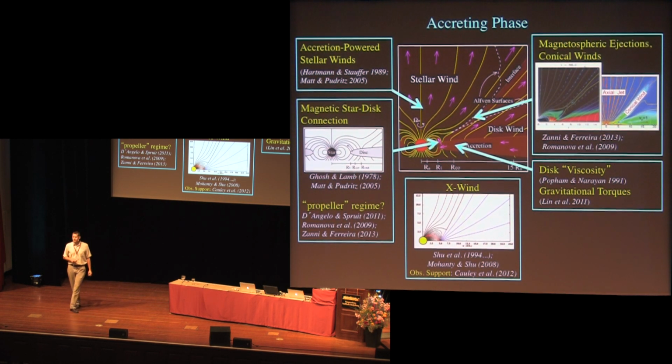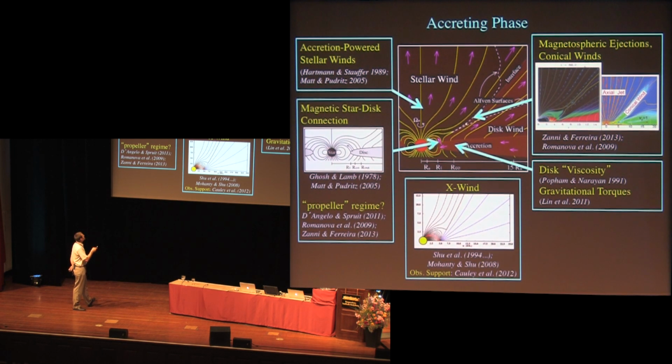Finally, there have been a large number of numerical simulations, almost entirely carried out by Marina Romanova and her group, studying a whole host of very interesting phenomena in this star-disk interaction. But from my perspective of the torque on the star, I think the most interesting thing to come out is from the recent paper of Zanni and Ferrara, and it's also related to something that Marina has seen in her simulations, which has been dubbed magnetospheric ejections, or conical winds by Marina.